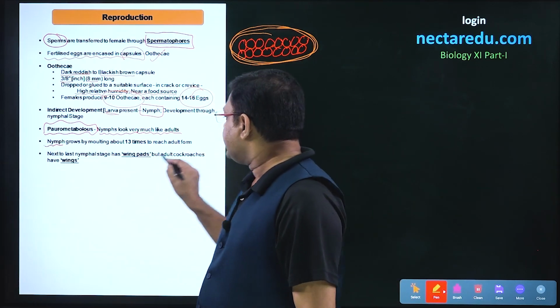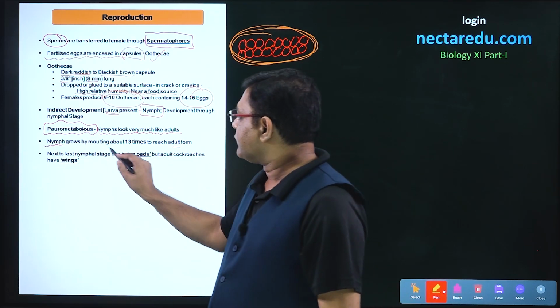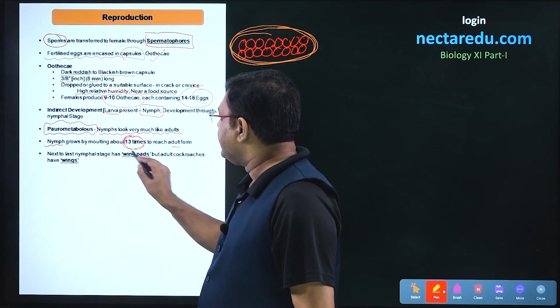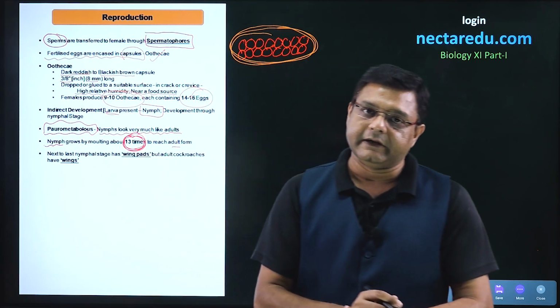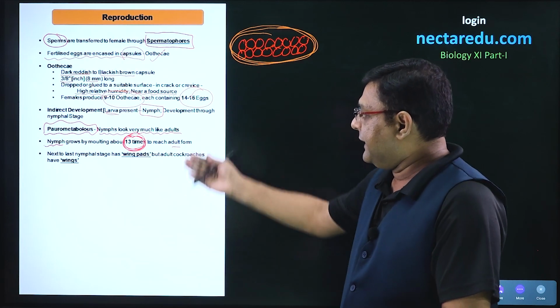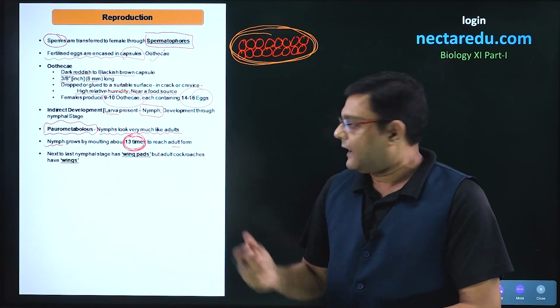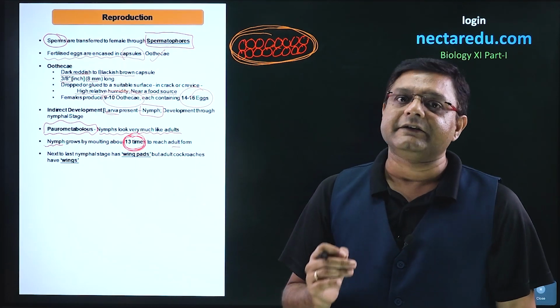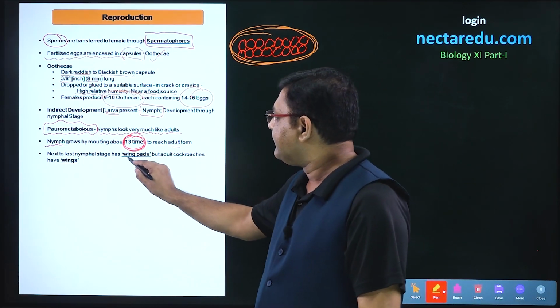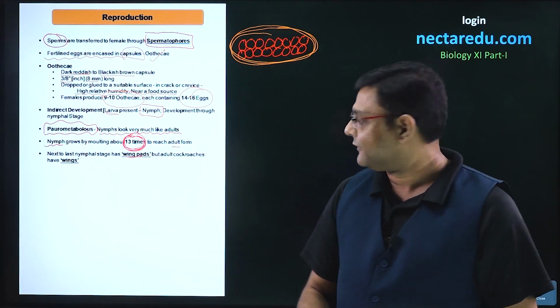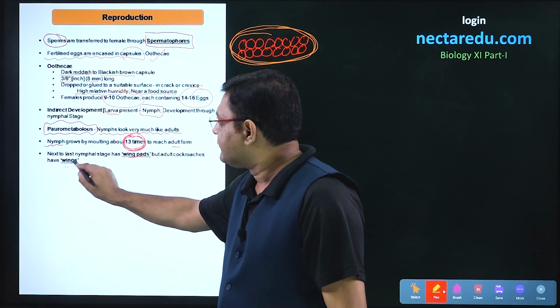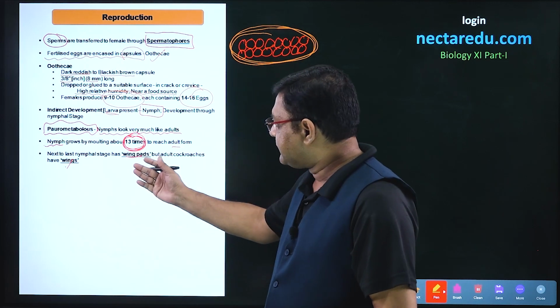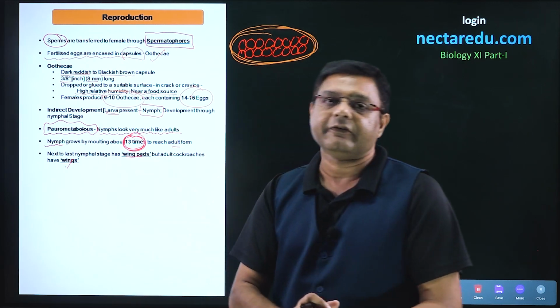When nymph converts to the adult, it undergoes a molting process, and this molting occurs approximately 13 times. The major difference between nymph and the adult is that nymphs, all stages of nymphs, will have wing pads but will not have wings, but the adult cockroach will have wings. So this is the difference between nymph and the adult.